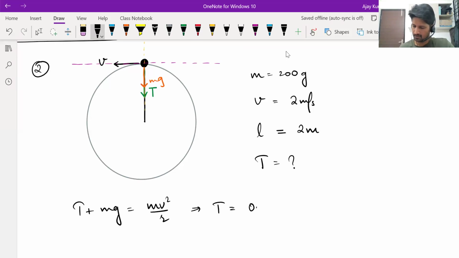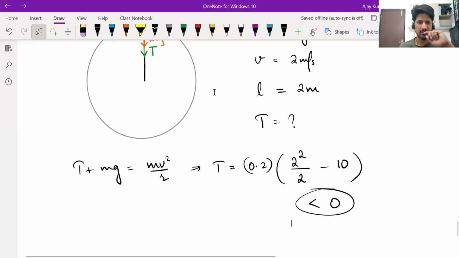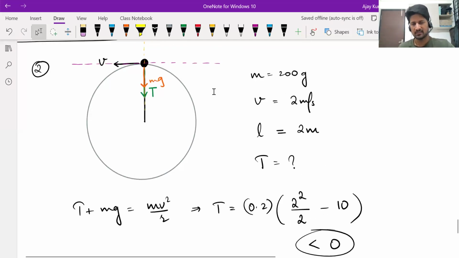M is common, into v square by r minus g. This becomes negative. Tension can never be negative because string can pull, string cannot push. You are getting a negative answer here, means the answer is actually 0. The answer for tension should never come negative, which means the answer is 0. There won't be a tension in this string at all.